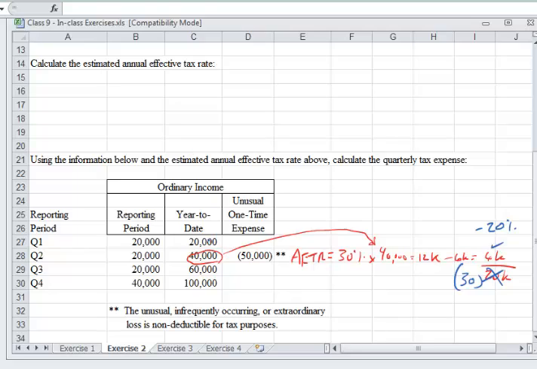Okay, and so in Q3, the AETR is 30% because this is on ordinary income. And ordinary income is essentially the income that excludes significant, unusual, and frequent items. So that's your ability to forecast for the year what you think is going to happen, excluding the weird stuff.